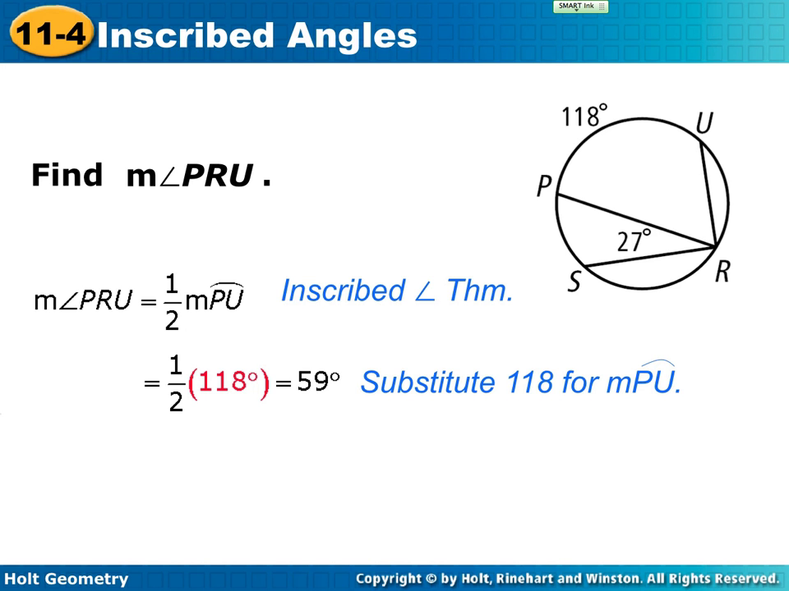So why is it? Okay, the vertex is on the circle, so it's type 2, the inscribed angle. The angle is 1/2 of the arc that's inside it. So what arc is inside that angle? 118, so it's divided by 2.